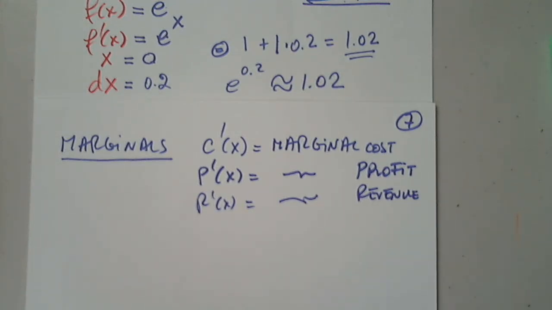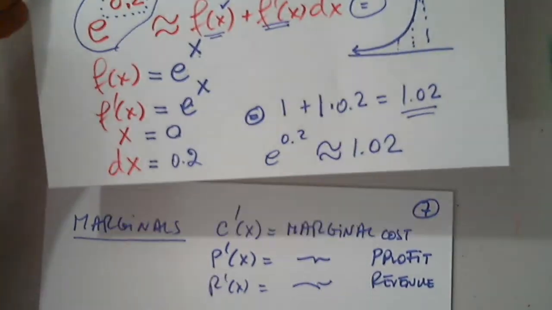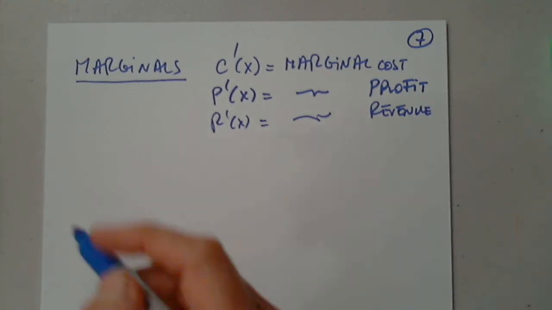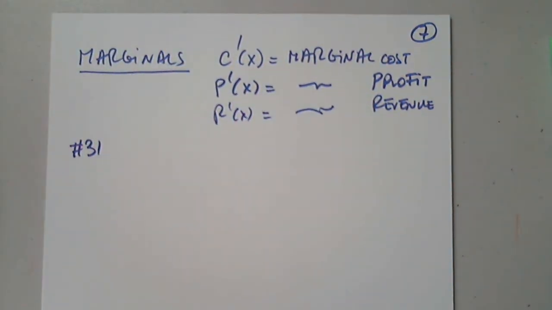So we want to use the concept that we just looked at to approximate cost, revenue, whatever. Let's take a look. I just want to choose a marginal profit, cost. Okay, marginal cost. Let's take a look. Marginal profit, marginal revenue. Let's look at marginal revenue, number 31, and you see how we apply what we just looked at.